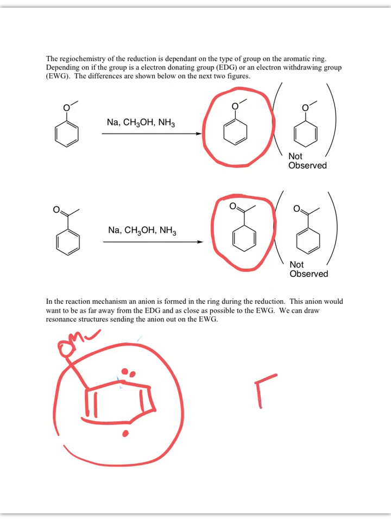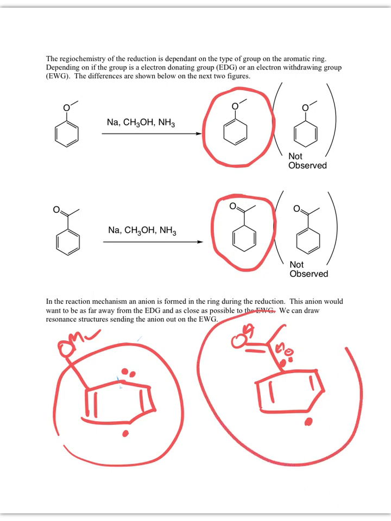If we have that same radical anion and think about where we can put a withdrawing group, if we put the withdrawing group here, we can draw a resonance structure sending that negative charge out to the oxygen. So this intermediate is going to be stabilized when we have a withdrawing group on it. So we're going to get the negative charge on the atom that has the withdrawing group.